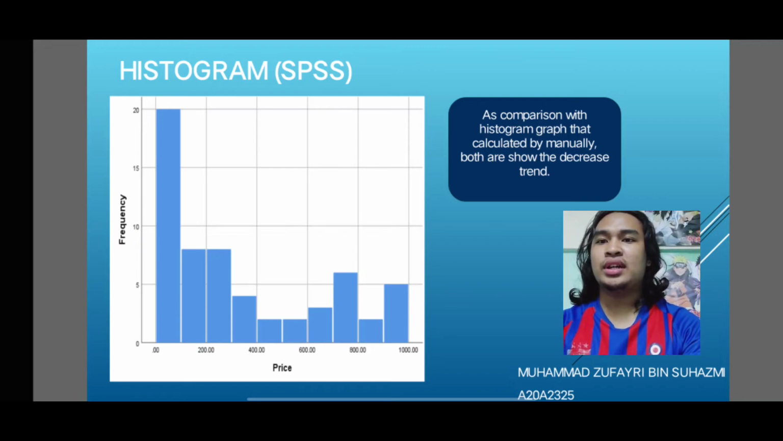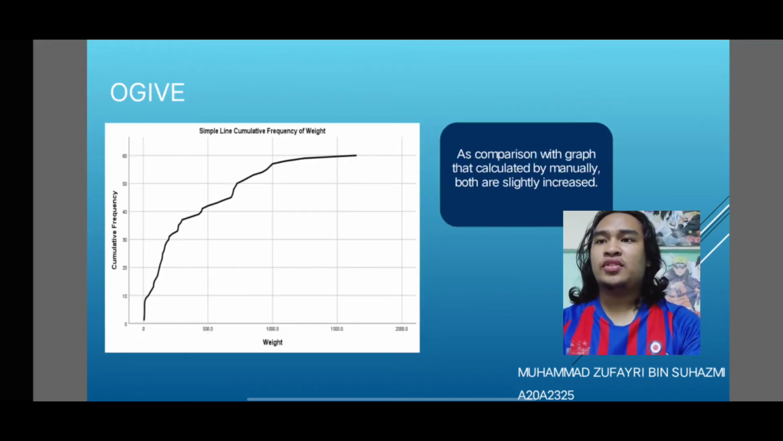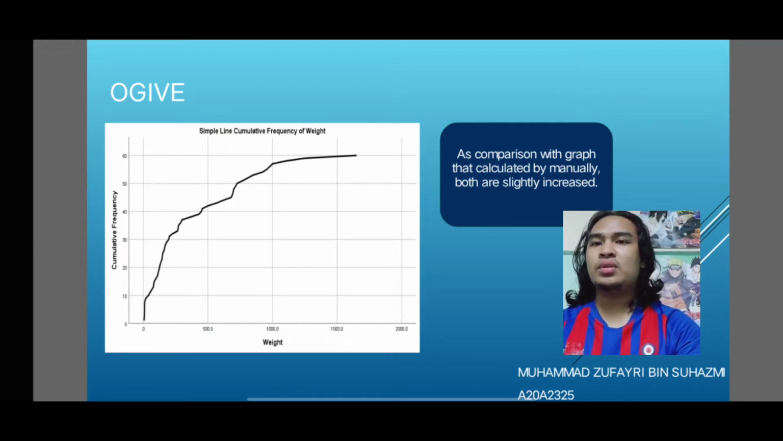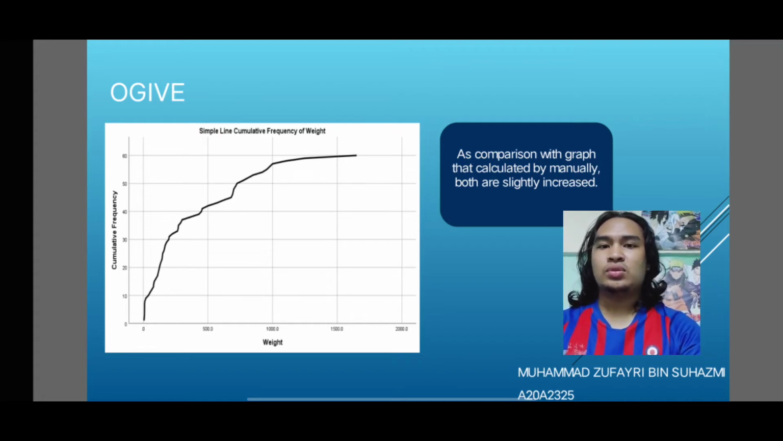Both show a decreasing trend. And for the ogive graph, as a comparison with the graph calculated manually, both slightly increase. So that's all for me, and thank you.